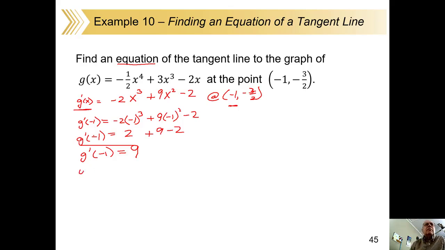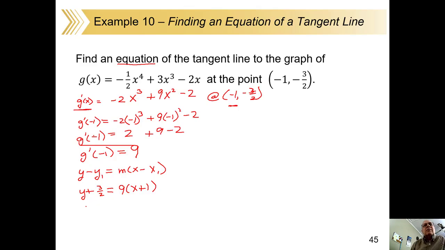So, remember this formula I said is worth memorizing, the point-slope form. Here we go again. Now the y sub 1 is negative 3 halves, so there'll be y plus 3 halves equals, the slope is 9, x plus 1, because it's x minus a negative 1.